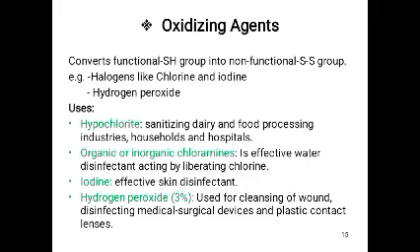Oxidizing agents convert the functional SH group into a non-functional SS group. Examples are halogens like chlorine and iodine, and hydrogen peroxide. Uses: hypochlorite for sanitizing dairy and food processing industries, households and hospitals.